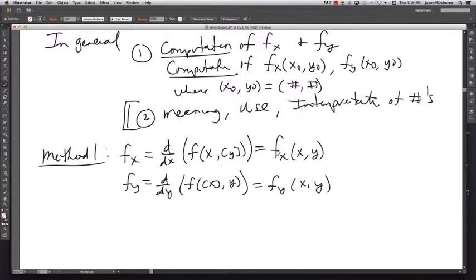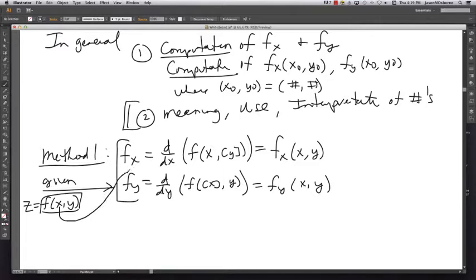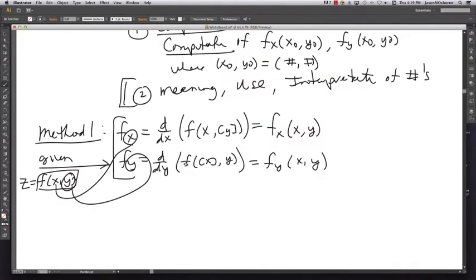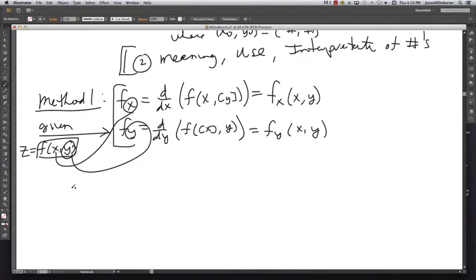Okay, so what we're talking about here is you had to first be given a function of two variables, an explicit function of two variables, z is equal to f of x and y. So your function here has only these two variables in it, and for each variable you can compute the partial derivative with respect to that symbol. Okay. So that's method one for computing partials.